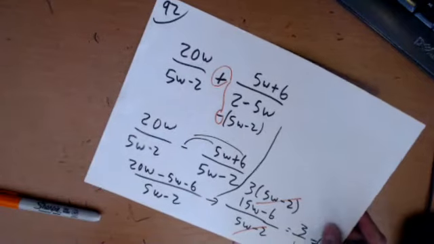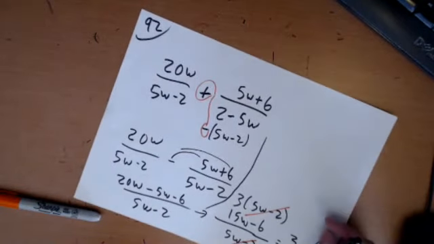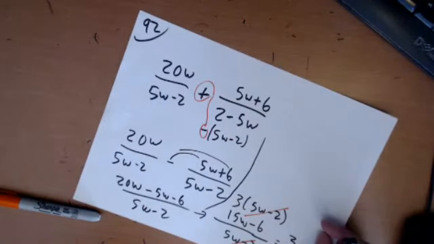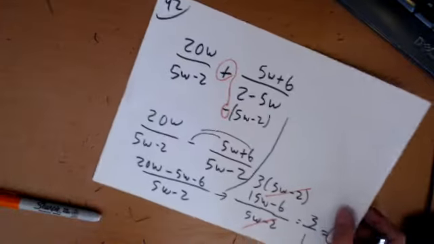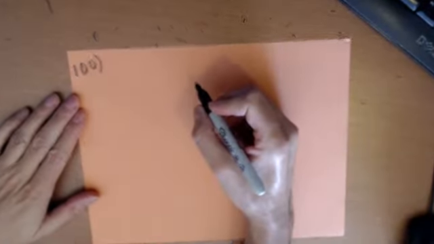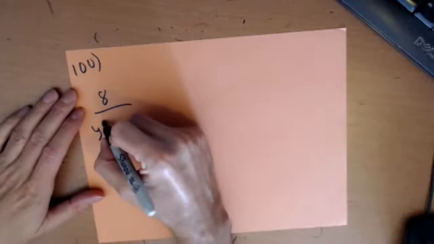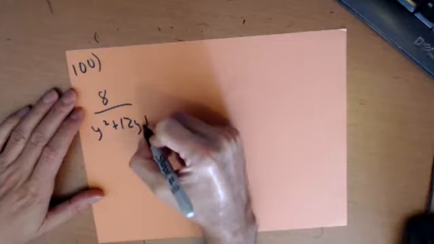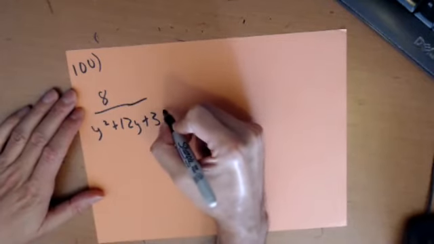So 99 through 105, they're just looking for the common denominator. I'll do number 100. They're just preparing us for the next section, which will be more involved. So 100. They say, what if you have 8 over y squared plus 12y plus 35?